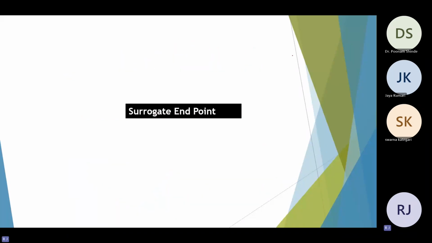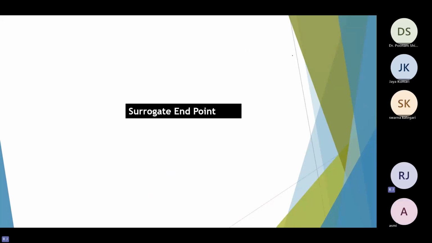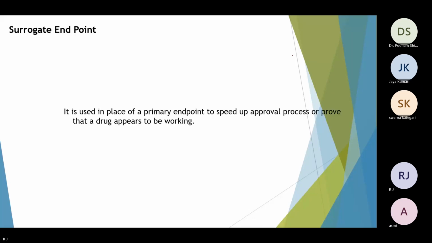Now we heard about the primary endpoint and secondary endpoint. One more endpoint is called the surrogate endpoint. Now we learn about the surrogate endpoint. So what is a surrogate endpoint? A surrogate endpoint is used in place of the primary endpoint to speed up the approval process or prove that the drug appears to be working. So why are surrogate endpoints used?